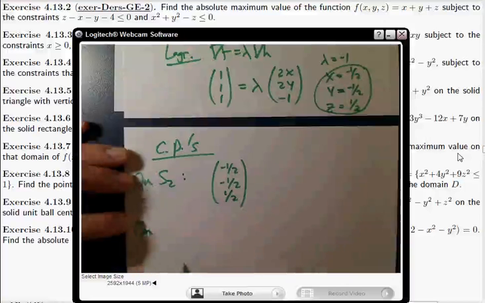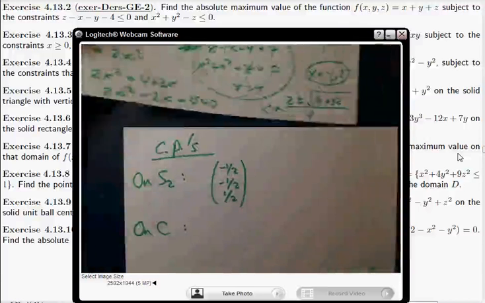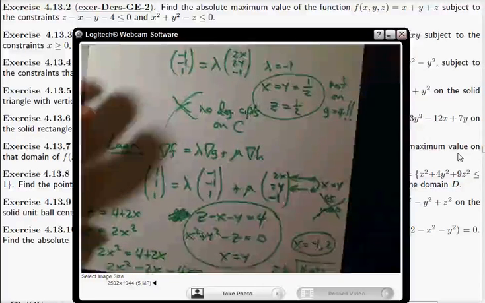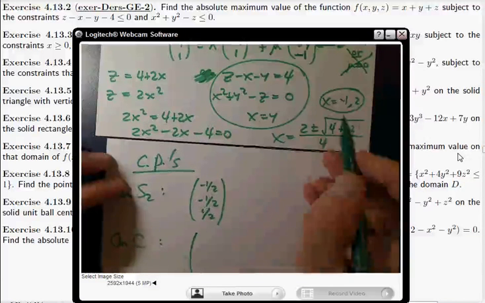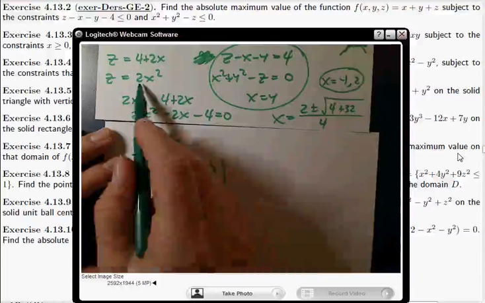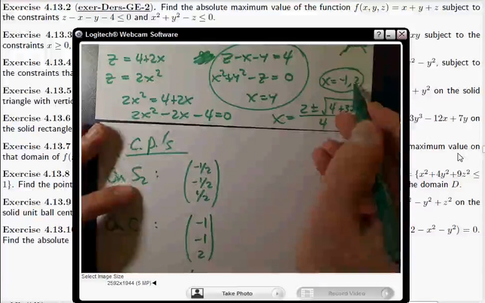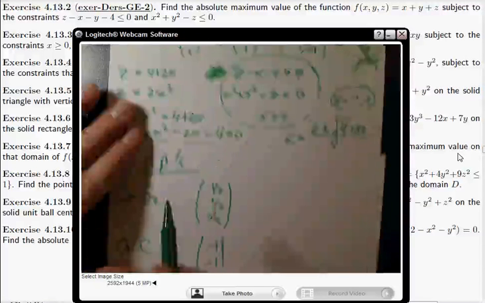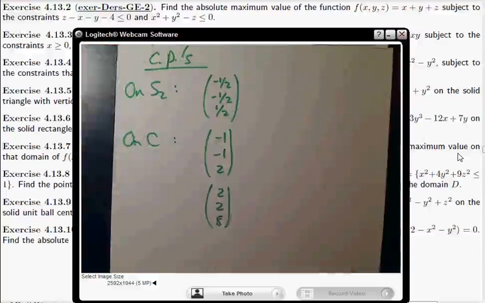Okay. Now on the curve, let's see here. Well, there weren't any degenerate critical points. We thought we did for a second, but nope, not a critical point. And for the Lagrange, we do have 2 critical points. We have x equals negative 1, y is the same thing, and z equals 2. And we also have x equals 2, y equals the same thing, 2, because again, x equals y. And then this becomes 8, and z becomes 8. See? So there's our critical points.